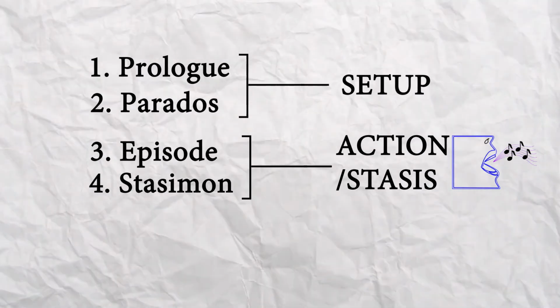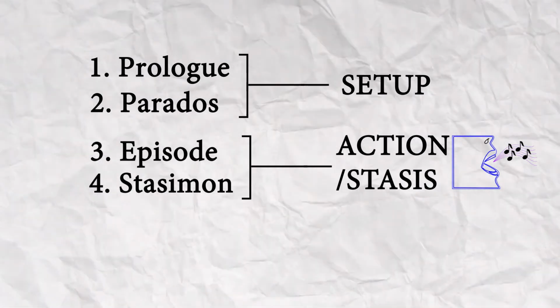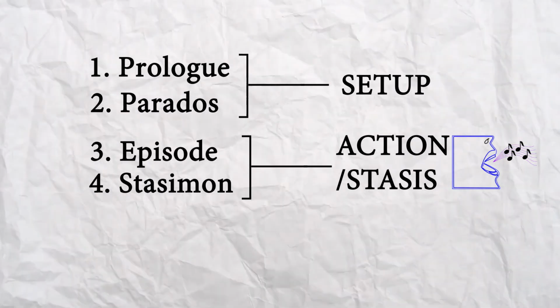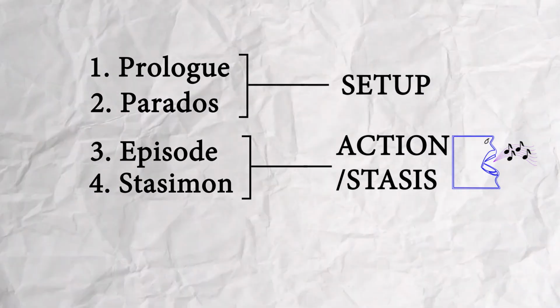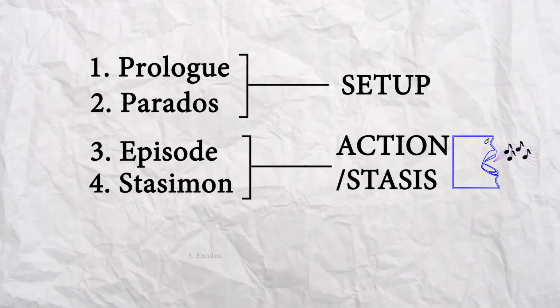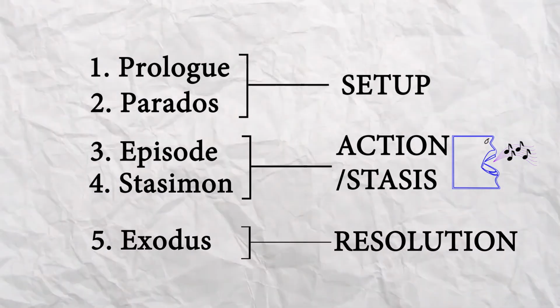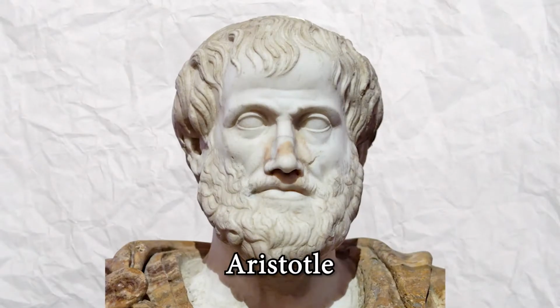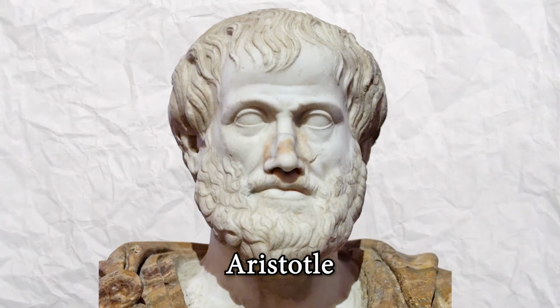This would repeat as a cycle. Episode and stasimon, action, reaction, highs and lows, forming the main part of the story, the middle section. Exodus was the resolution, the end of the story. Like all academics that followed, Aristotle didn't invent this structure. He merely observed it and wrote it down.